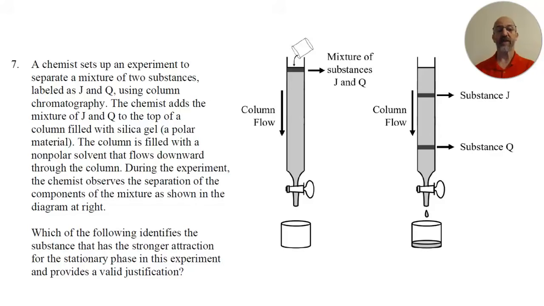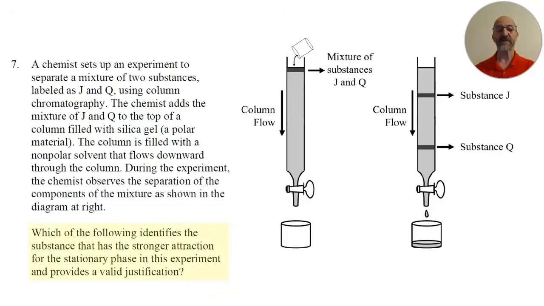And during the experiment, the chemist observes the separation of the components of the mixture as shown in the diagram at right. So we can see the downward flow of the mobile phase, that non-polar solvent. And then we can see that substance Q is traveling a greater distance through the column. It's moving more quickly. And substance J is traveling a shorter distance and is moving more slowly. Now here comes the question.